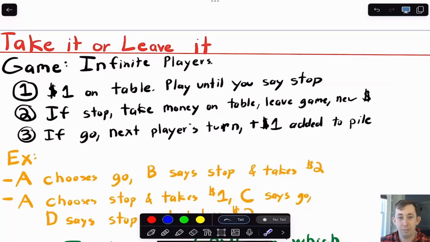So now that we've covered Prisoner's Dilemma, let's cover a new game. This is called Take It or Leave It. Here's how the game works. There's an infinite number of players. Basically what happens is there's $1 on the table, and 2 people are playing until someone says stop.